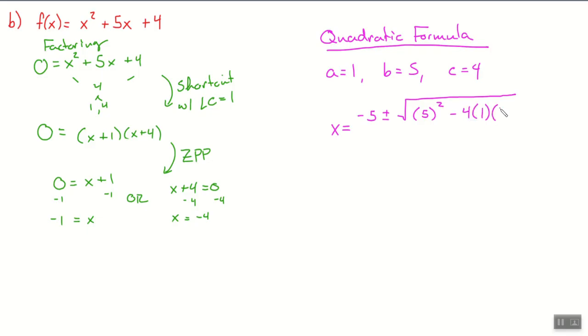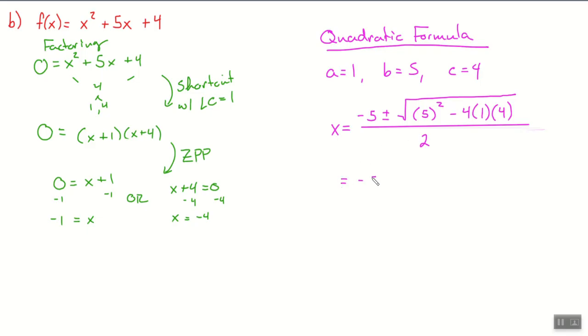And C? 4. And all over 2A, which is just 2 times 1. Anybody opposed to just 2? Okay. Now, easy mistakes to make in here. This is just still minus a positive number, so it's just minus in the end.